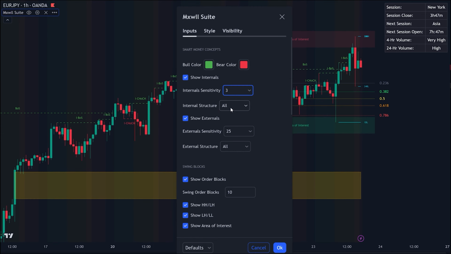For the internal structure, you can choose to display either the break of structure or the change of character, or both. For now, I will leave it at the default setting to display both the break of structure and the change of character on our chart.